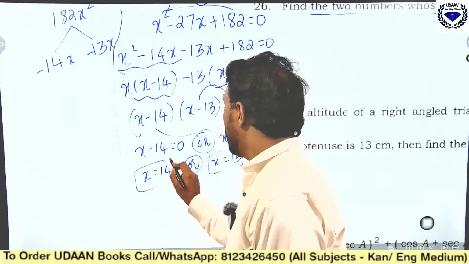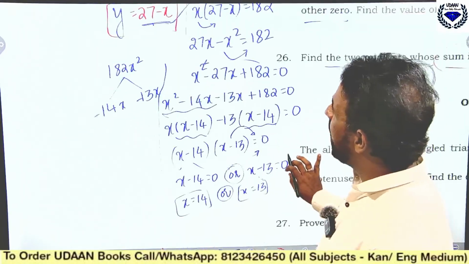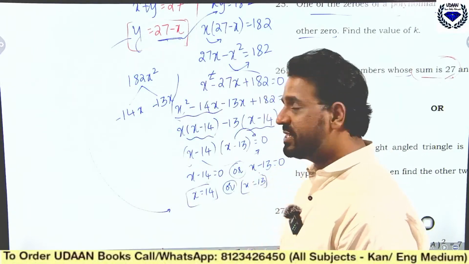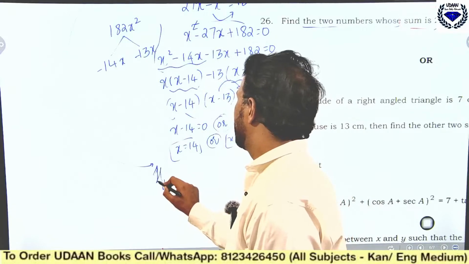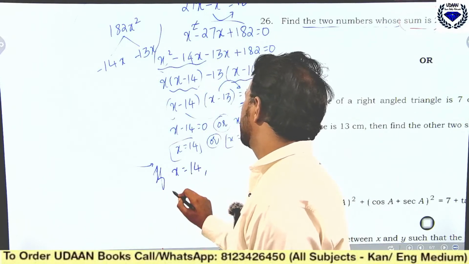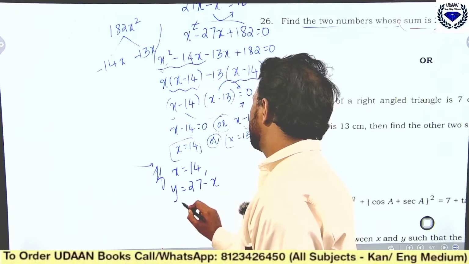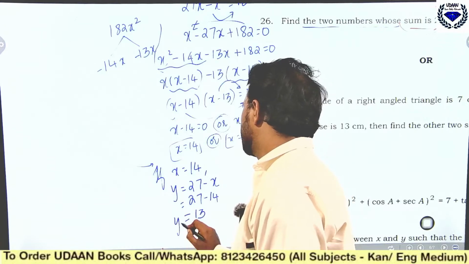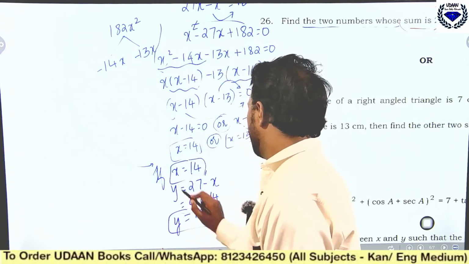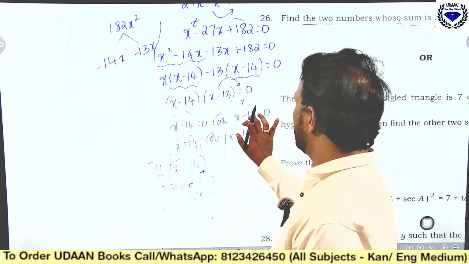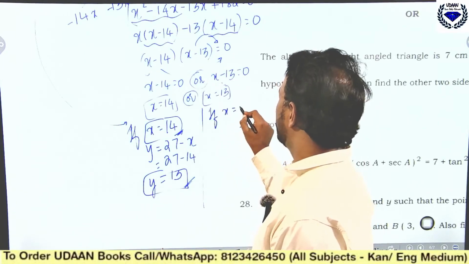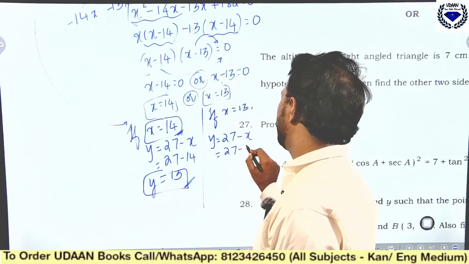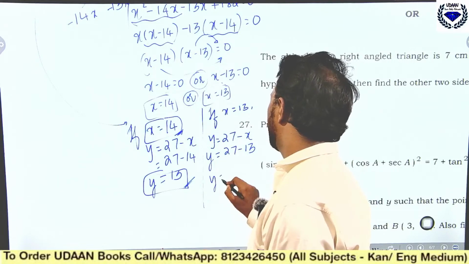Now, what are the two numbers? You can just see here. What is y now? I need to find y also, because y is 27 minus x. If x is 14, what is y? y is 27 minus x. 27 minus 14 is what? 13. So if x is 14, y is 13, or if I take x is equal to 13, what is y? 27 minus x. It is 27 minus 13. So y is equal to 14.